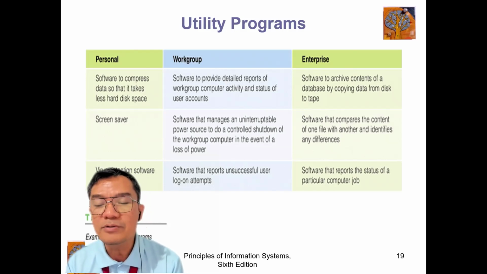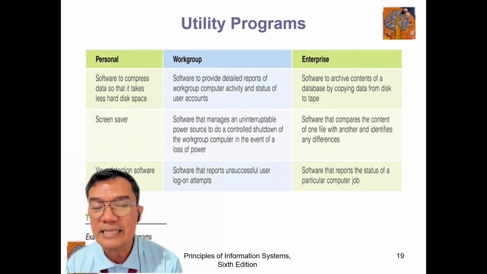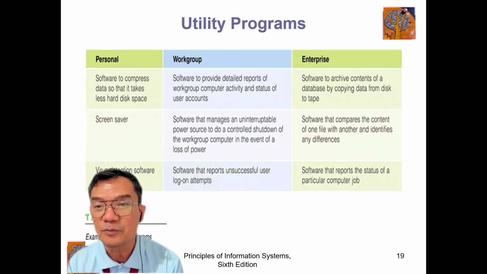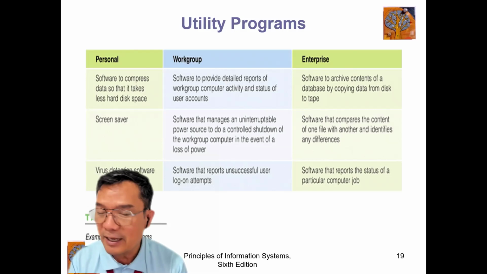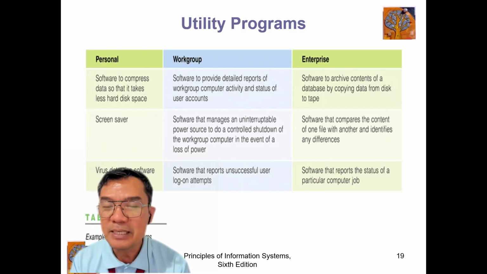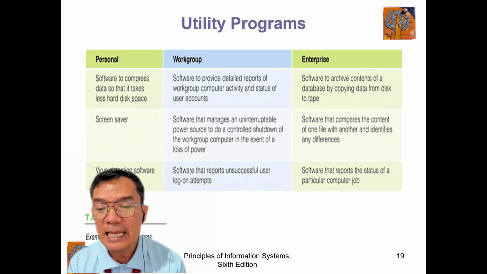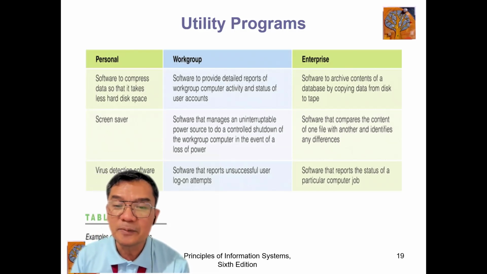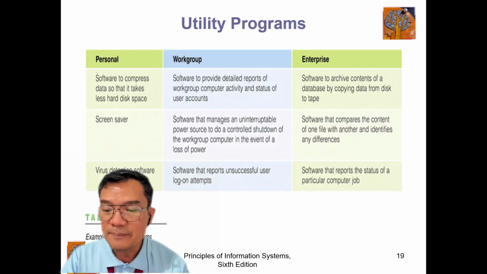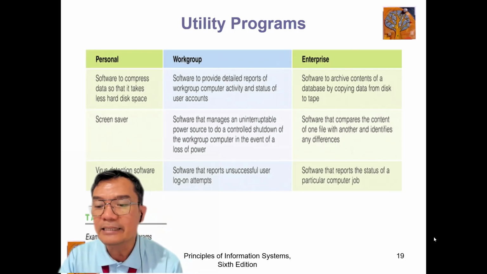For enterprise, there is also software to archive contents, of course. Then the second one would be software that compares the content of one file with another and identifies any differences. So this is part of enterprise software. Turnitin, for example, can be considered enterprise software, and in fact it is part of a global community wherein your data or your file can be compared and matched with other data saved within the enterprise data. And lastly, software that reports the status of a particular computer job. This is part of the monitoring. Okay, so that's it for the operating systems and related utilities.